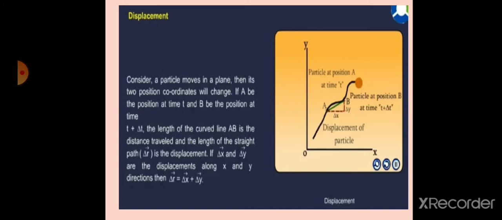Here AB is the distance travelled by the particle. Let the displacement be given by delta r, which is the displacement vector. If delta x vector and delta y vector are the displacements along the x and y directions, then vector delta r is equivalent to vector delta x plus vector delta y.